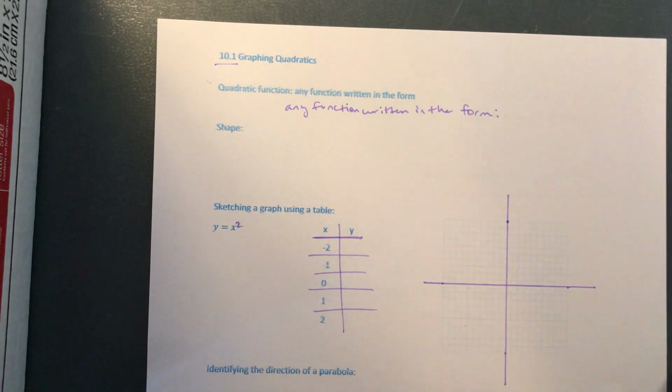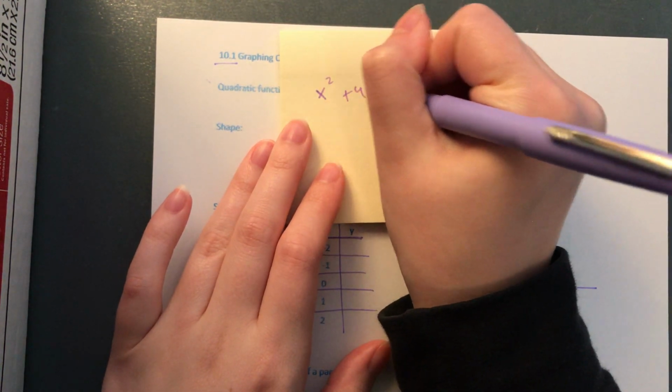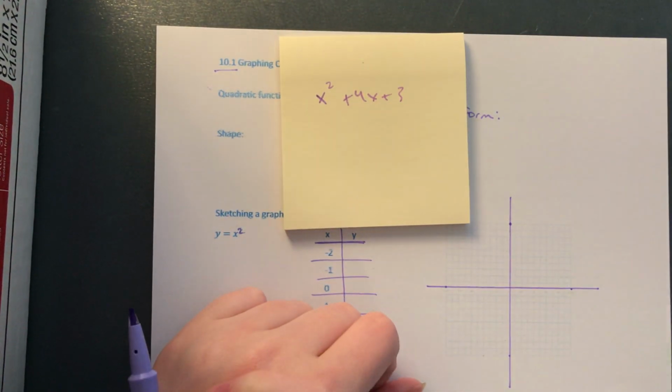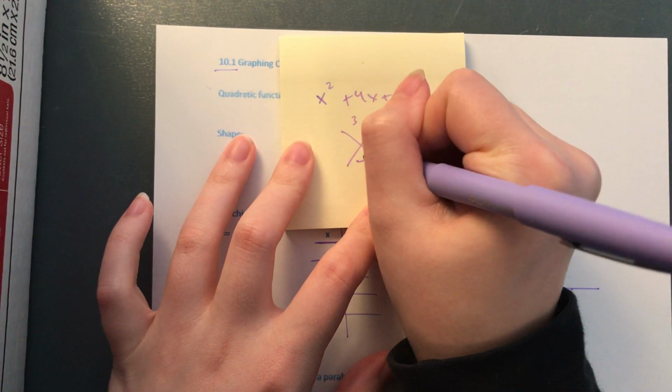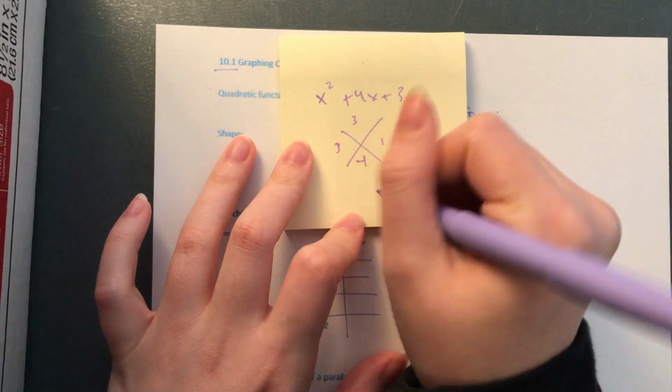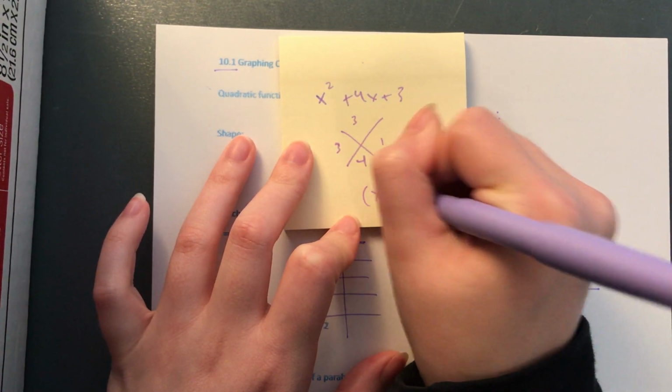So last week, when we were factoring things like x squared plus 4x plus 3, we would diamond factor: what multiplies to make 3 and adds up to 4? 3 and 1. And so x plus 3, x plus 1. And so this is called factoring.